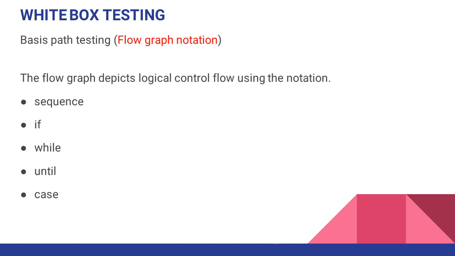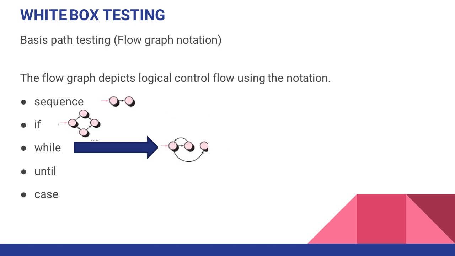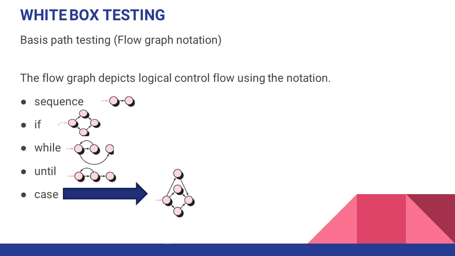Before we consider the basis path method, a simple notation for the representation of control flow, called a flow graph or program graph, must be introduced. The flow graph depicts logical control flow. Each structured construct has a corresponding flow graph model. The notation for logical control flow is now shown on the screen, for the sequence, if, while, until, and case. Here each circle represents one or more source code statements.